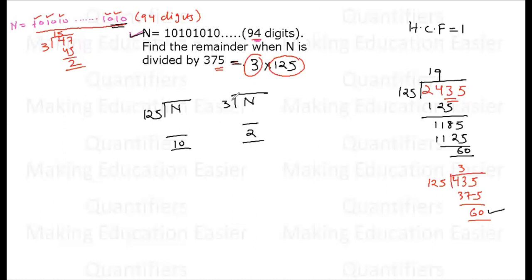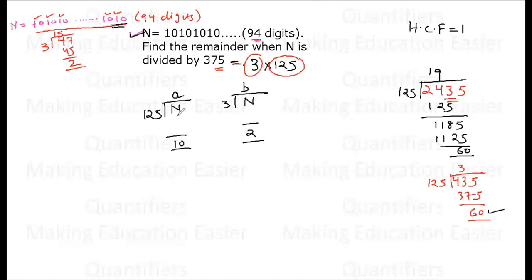Now students, when n is divided by 125, remainder is 10. So can I say there will be some quotient? Let's say I took the quotient as a, and the same number n when divided by 3, remainder comes out to be 2. Here also some quotient will come. Let's say quotient is b.